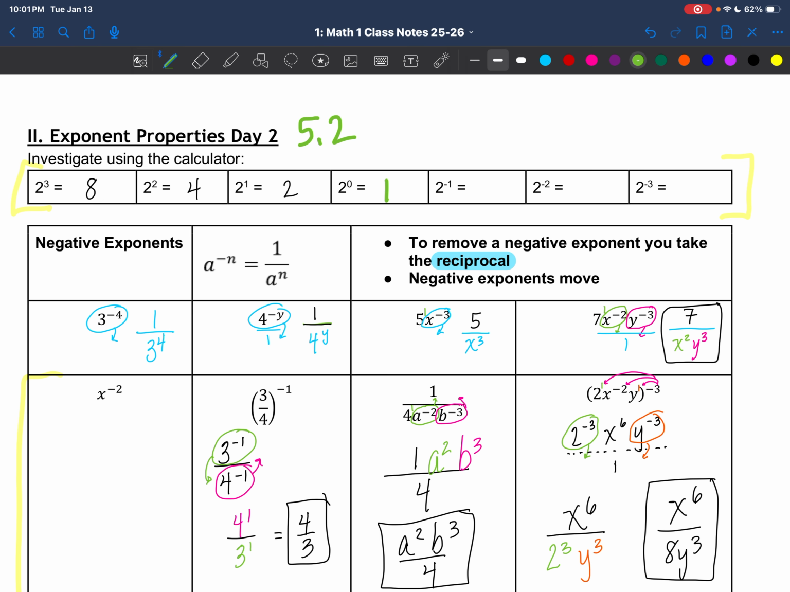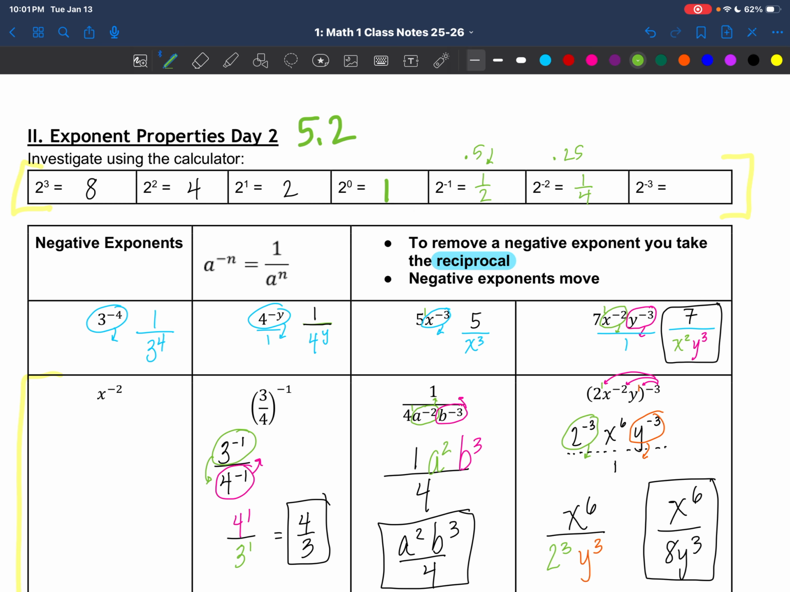And now, if you notice, we have negative exponents. So you're going to start seeing some things happening with the negative exponents. Now you might get 0.5, but remember we said to write that as a fraction, and you're going to get 1/2. And if you were to do 2 to the negative second, you're going to get 0.25, which as a fraction is 1/4.